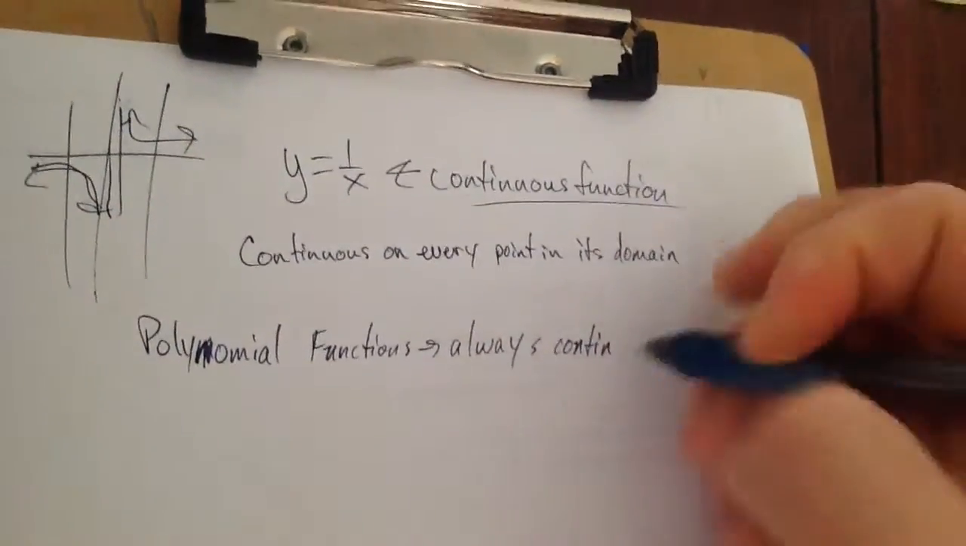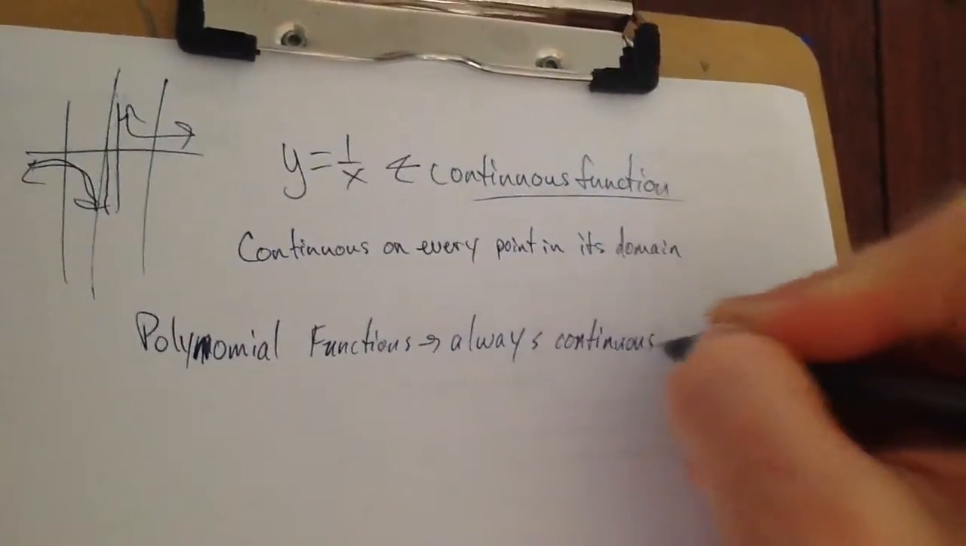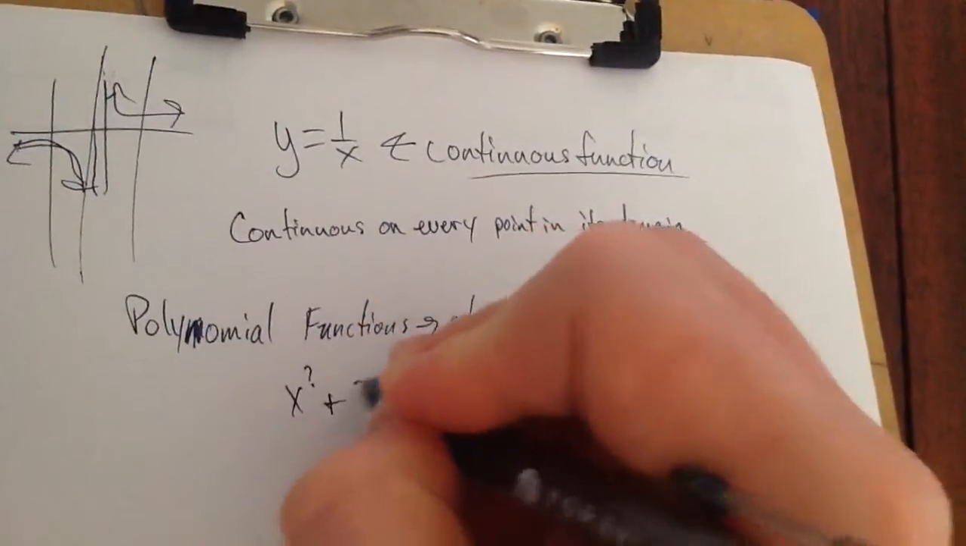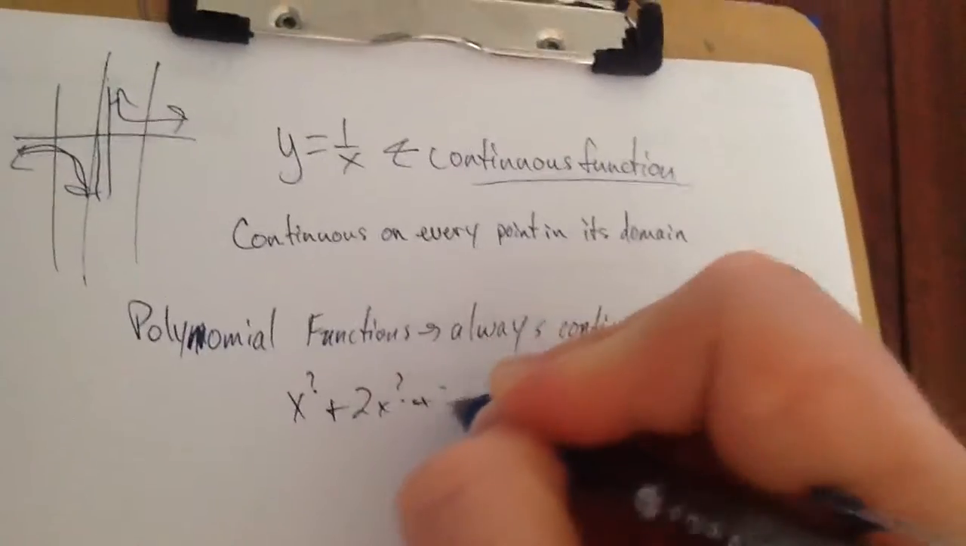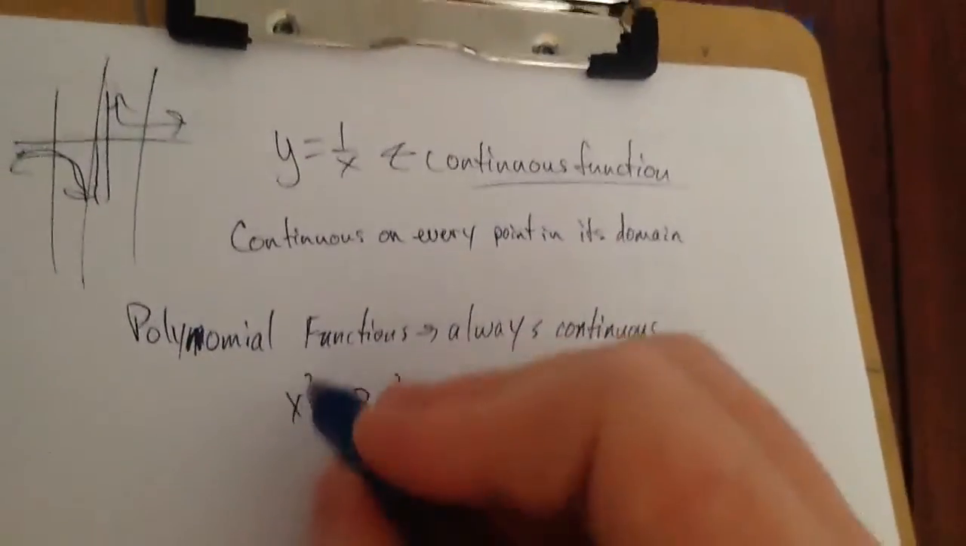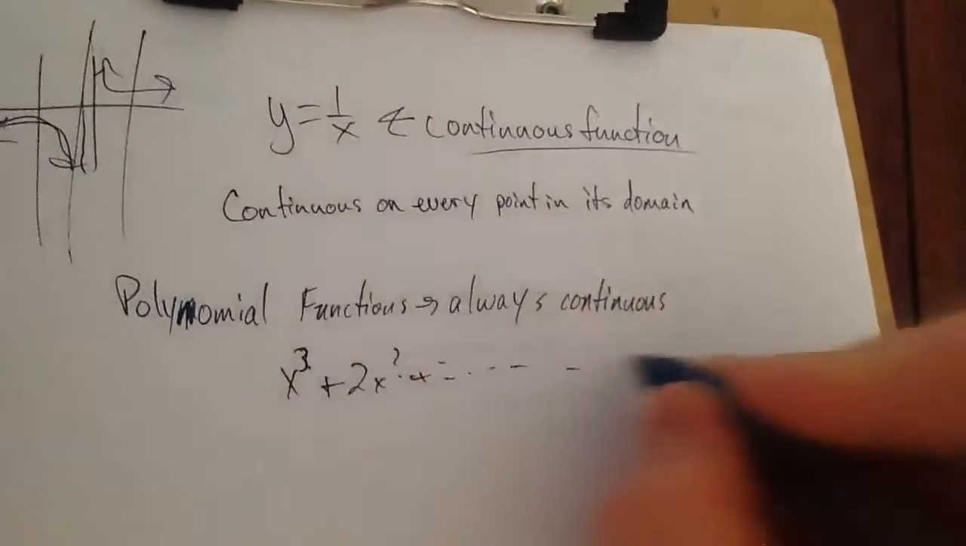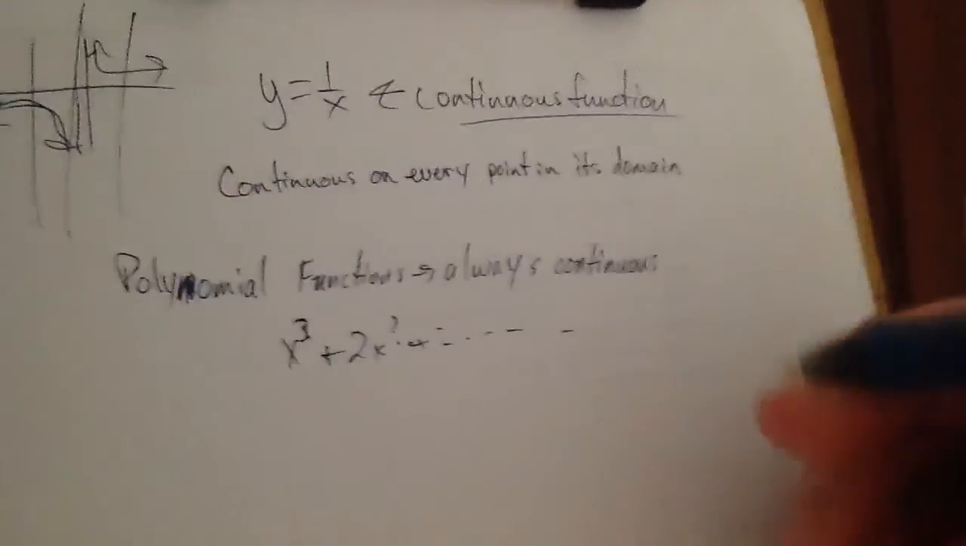And I know there's at least one person going, well, what's a polynomial function? That's anything like x to the whatever plus 2x to the whatever plus and so on. Just a long string of x to the whatever power, 3rd, 4th, 5th, 6th. Just a long string of them. Those are always continuous. There's not going to be any jumps or gaps or breaks.